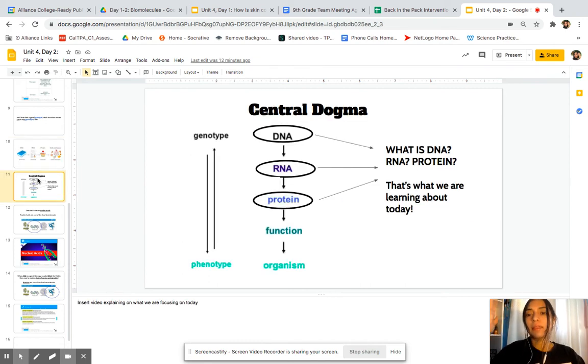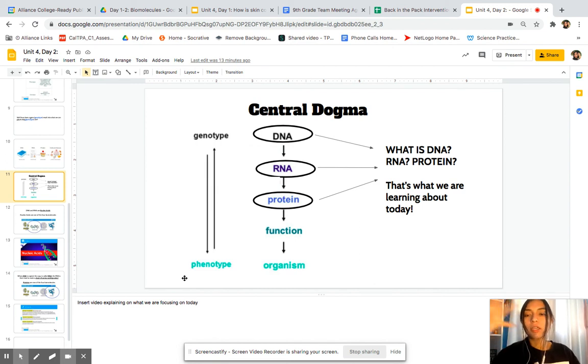Now, the question was, how do we get from our genotype to that phenotype, to that physical trait that we can see? Well, of course, we do it through the DNA that gets transferred and read and copied into RNA, and then it gets made into that protein. Well, what is DNA? What is RNA? And what is protein? We're going to get into that in the next few slides.